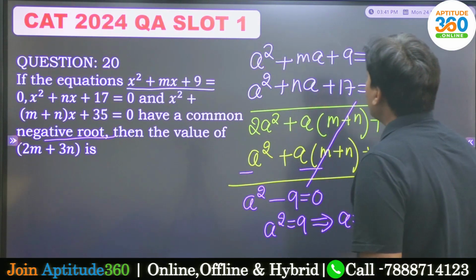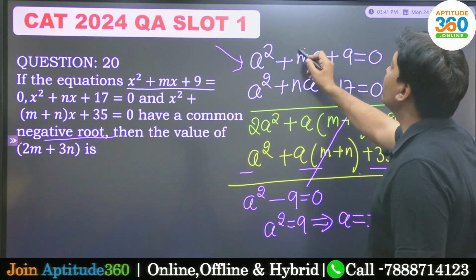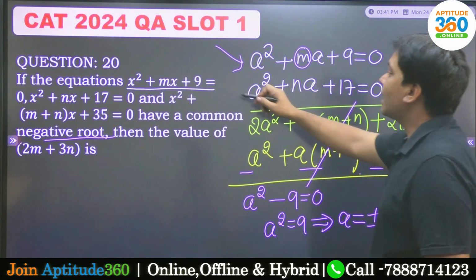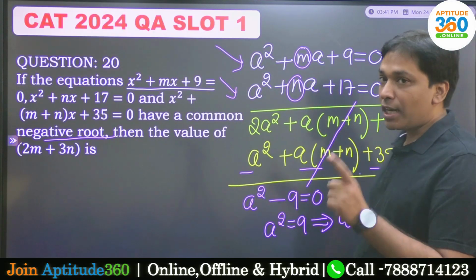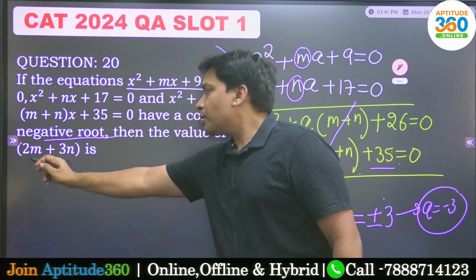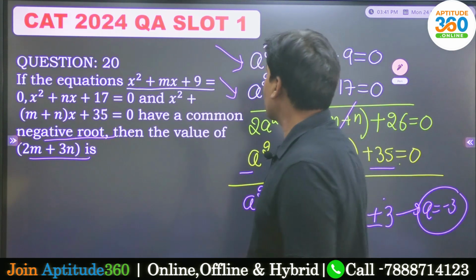Now, if we plug in the value of a here, please understand, we will be able to find out the value of m. And if you plug in over here, you should be able to find out the value of n. And if you understand m and n, you should be able to find out the value of 2m plus 3n. So how do we do that?